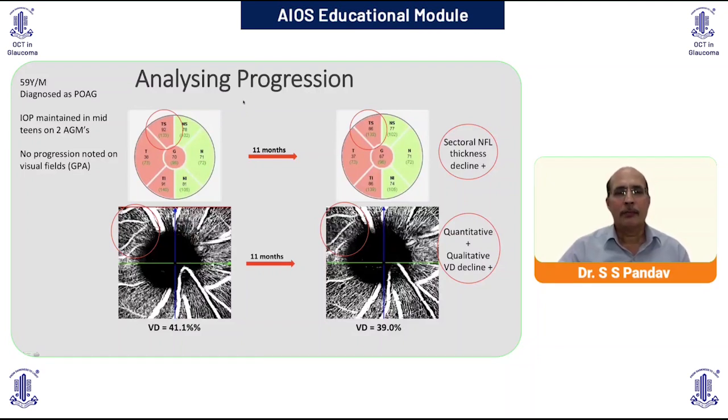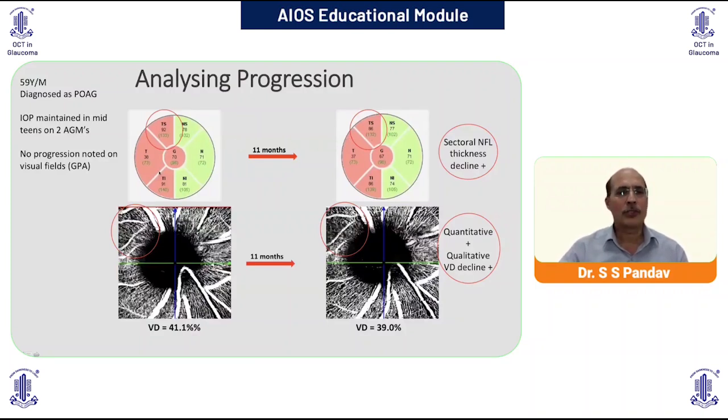The other thing is the progression. How do we analyze the progression of the disease? This is again from our own patient, a 59-year-old male patient. He was diagnosed with UAG and was on two anti-glaucoma drugs where the IOP was maintained. These two pictures were taken about 10 to 11 months apart. As we can see, the nerve fiber thickness in the superotemporal quadrant shows some decline over a period of 11 months.